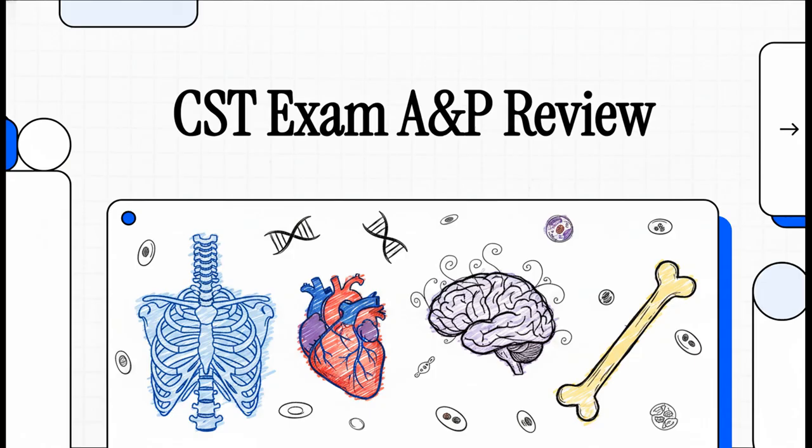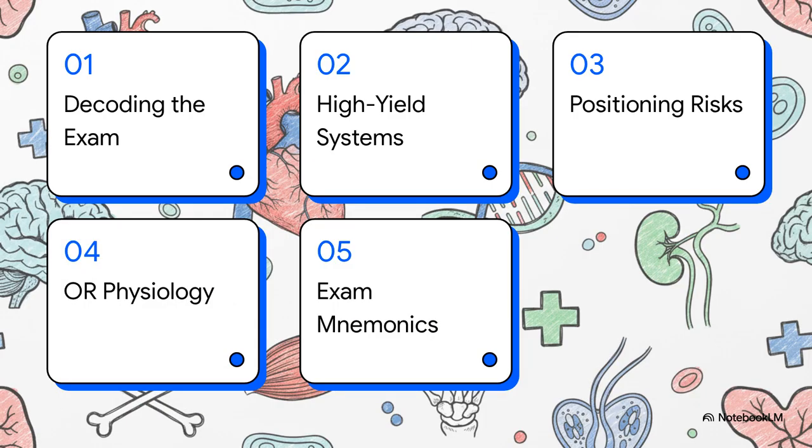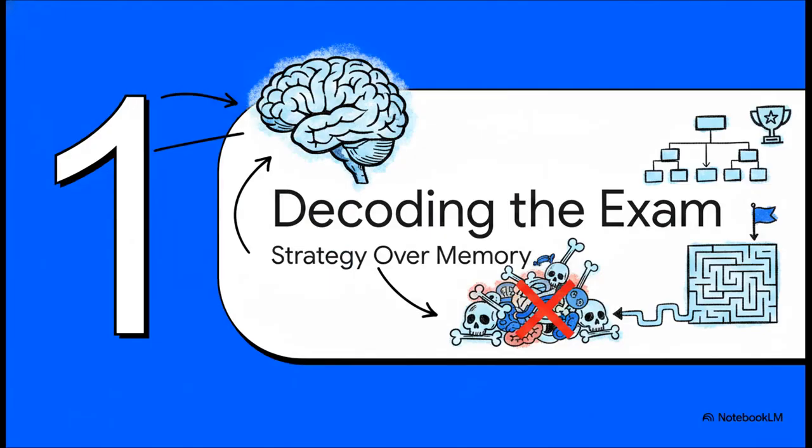Let's get started. So, here's our roadmap for this explainer. We'll start by decoding the CST exam, then move into high-yield body systems, positioning risks, critical OR physiology. And finally, we'll wrap up with some essential exam mnemonics.